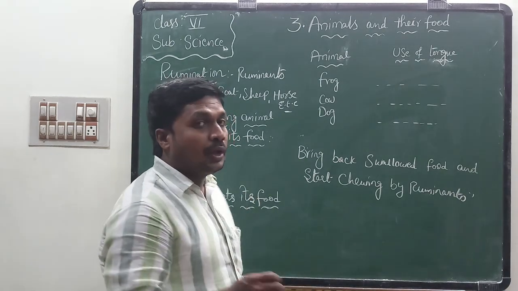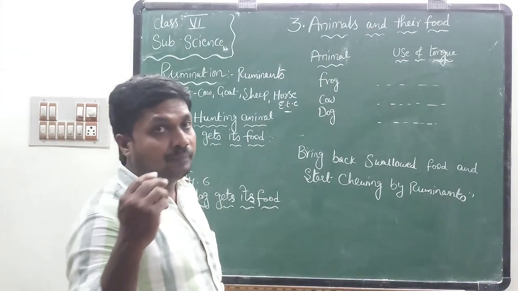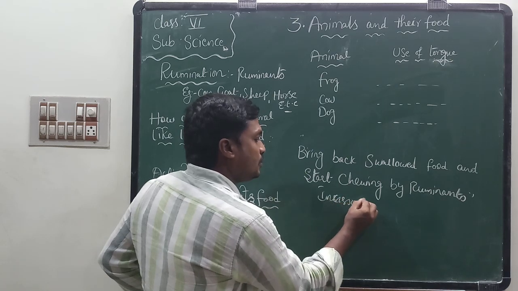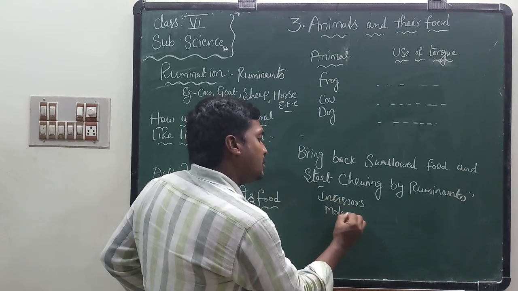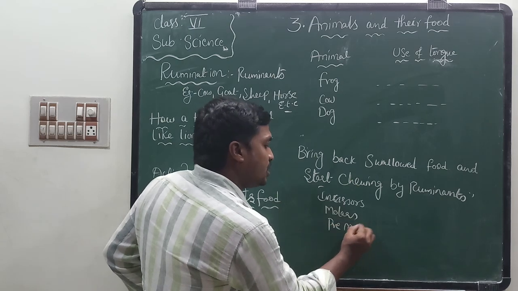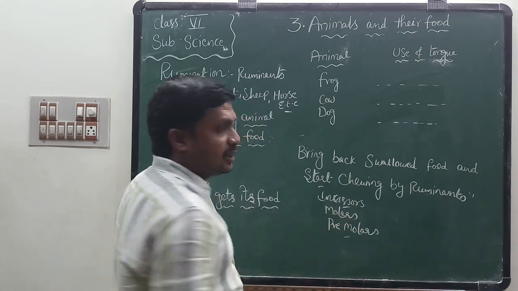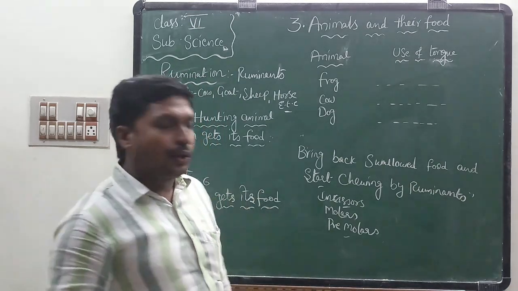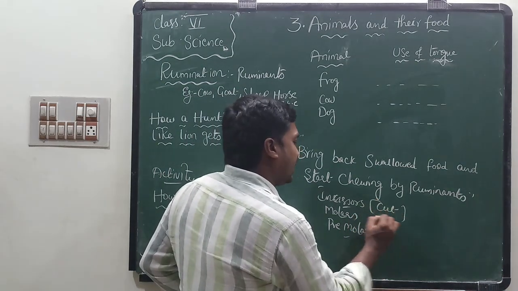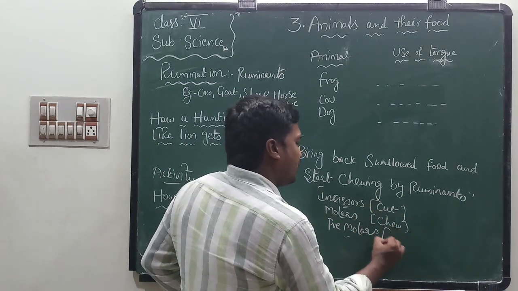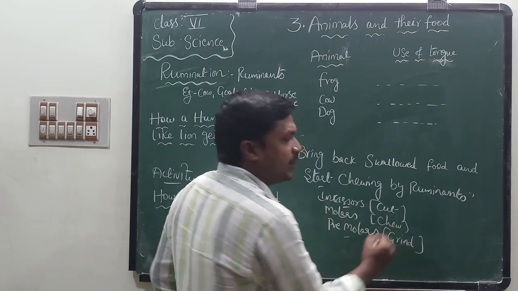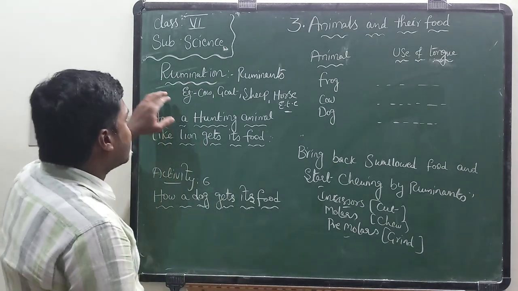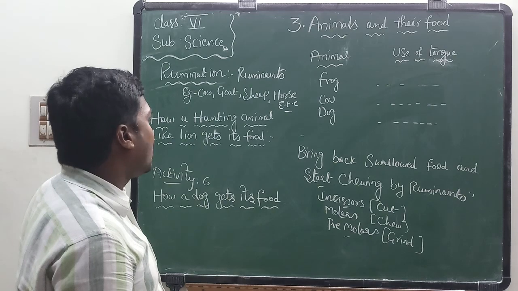For this rumination, 3 types of teeth are well developed in ruminants. What are those teeth? One is incisors, second is molars, and third is premolars. These 3 teeth are helpful for cutting, chewing and grinding the food material. Incisors are helpful for cutting, molars for chewing, premolars for grinding. So this process is called rumination. We can see rumination in cow, buffalo, sheep, goat, horse, camel.